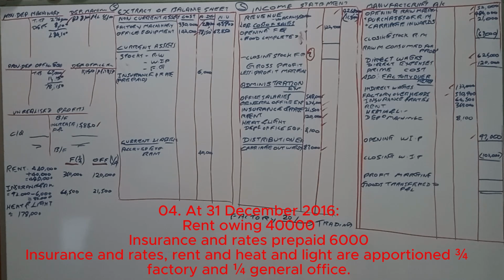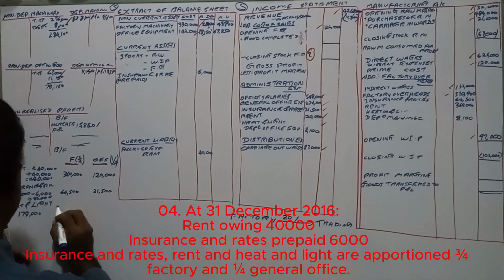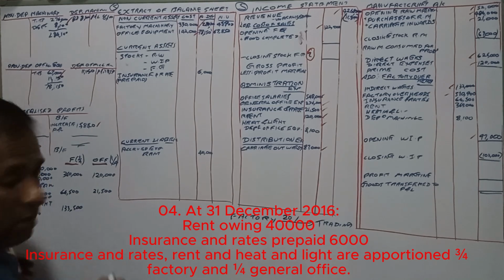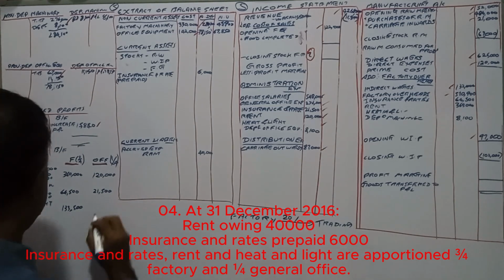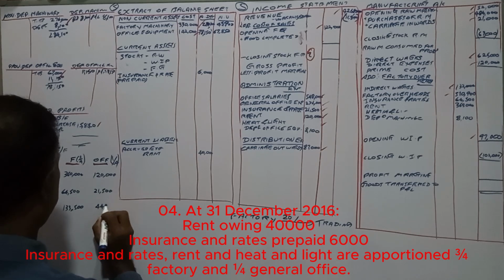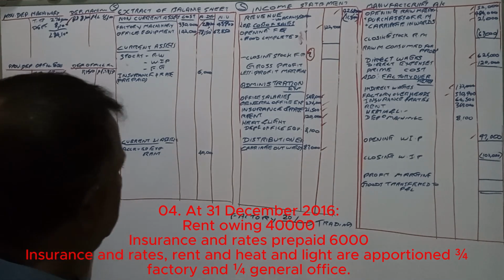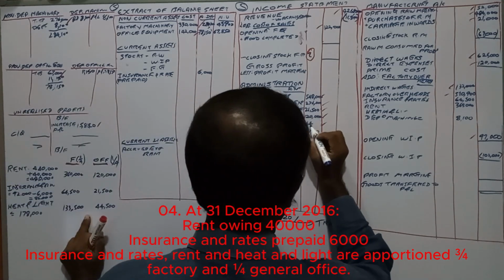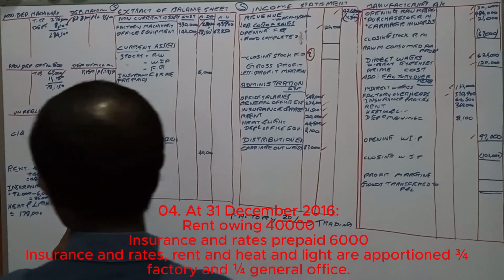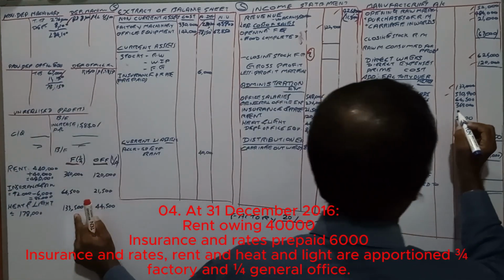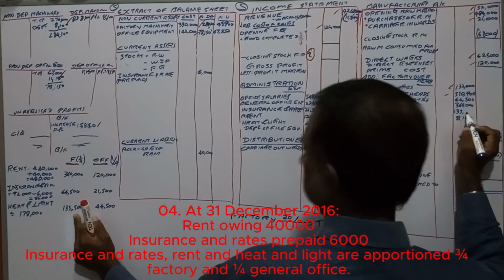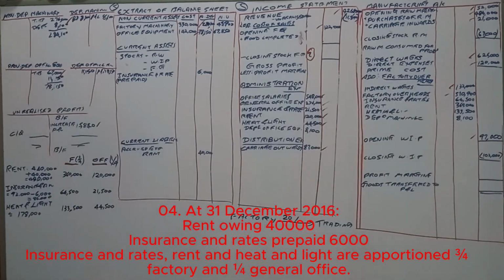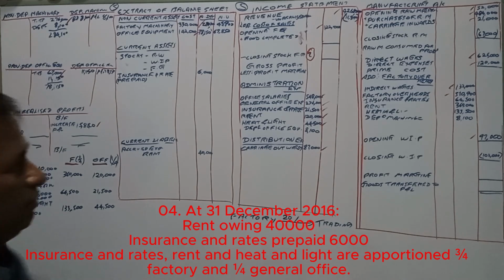133,500 into 3, and the other one is 44,500. Heating and lighting for office 44,500, and for the factory 133,500. Right? We have calculated these rates and everything.